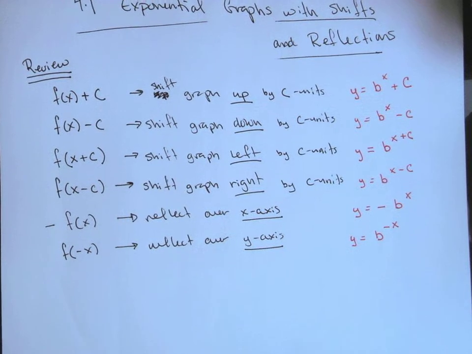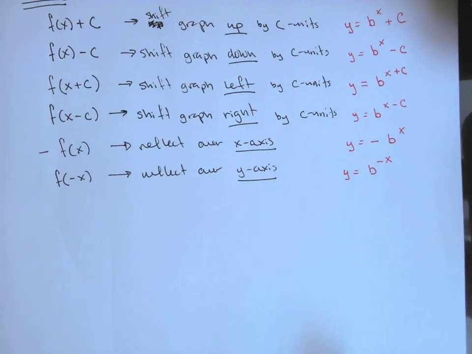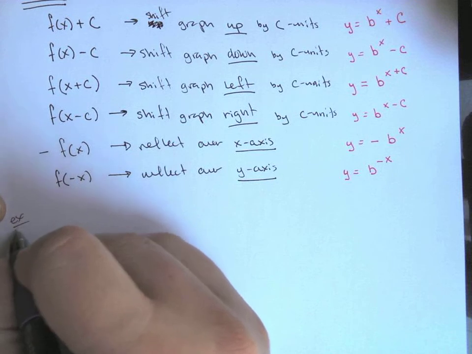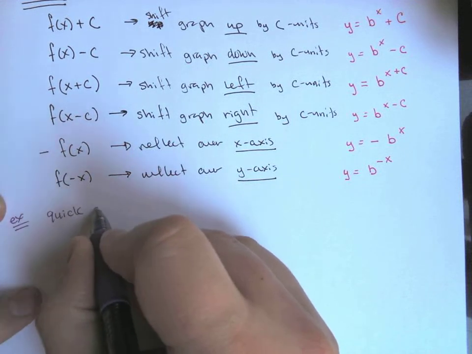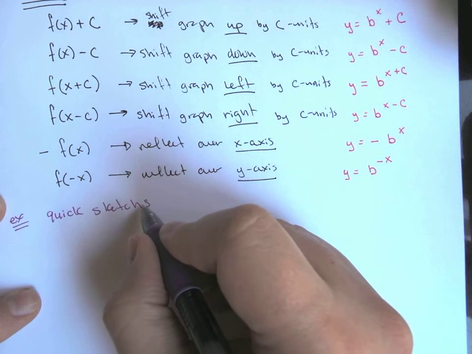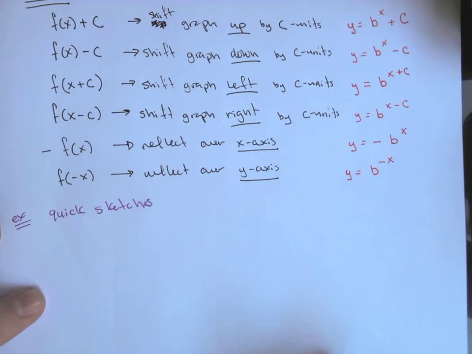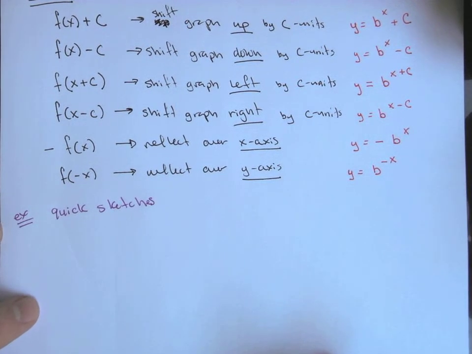Let's just take a minute and do a couple quick graphs to see what this would look like. Let's see if I can squeeze this in with all these things here. So for example, let's just do a couple quick sketches. And the idea here is that we're not necessarily going to make a big table for this. We're just going to try to leverage these graphs and these shifts to get our results.